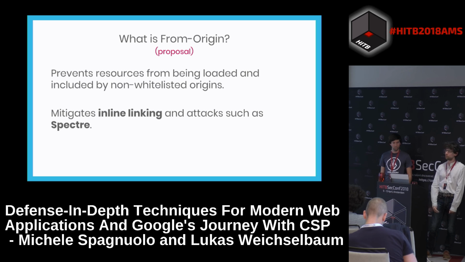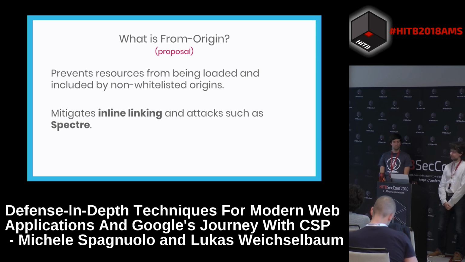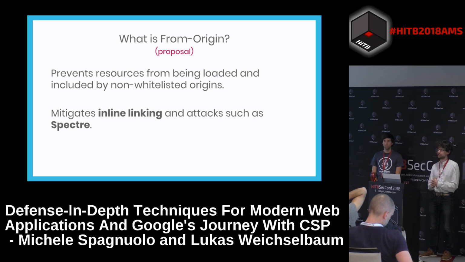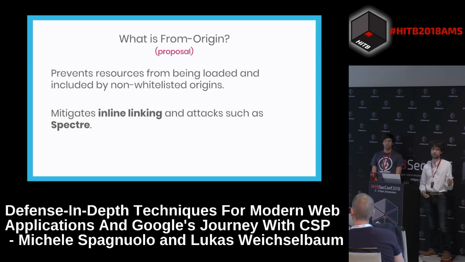There is another proposal, actually a pretty old proposal, that now has regained steam. It's called From-Origin. From-Origin, very simply put, is delivered with a header. So the two I said before, strict site isolation is a setting in the browser. This is a header, like Content Security Policy, like the ones we'll see later. So with From-Origin, basically a webmaster can put From-Origin on all the documents or the resources to prevent them from being loaded and included by non-whitelisted origins. So I have a lot of images, and I don't want these images to be loaded from whatever.com.